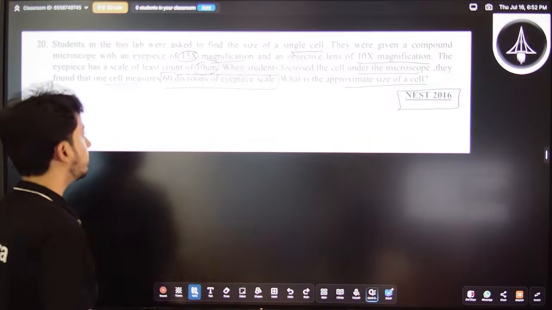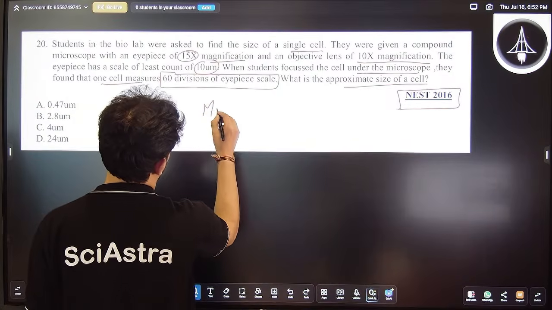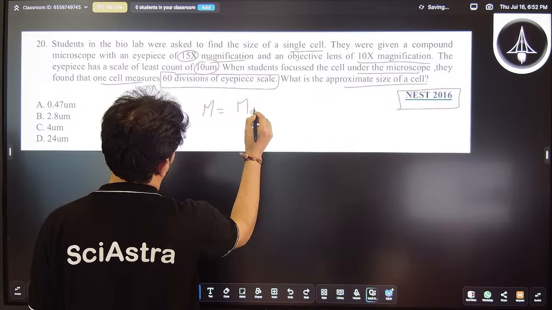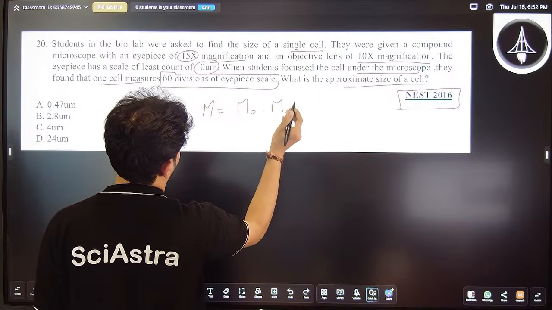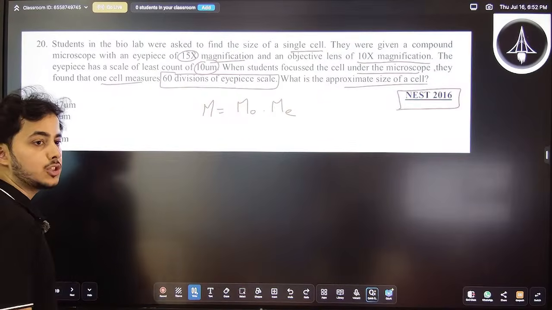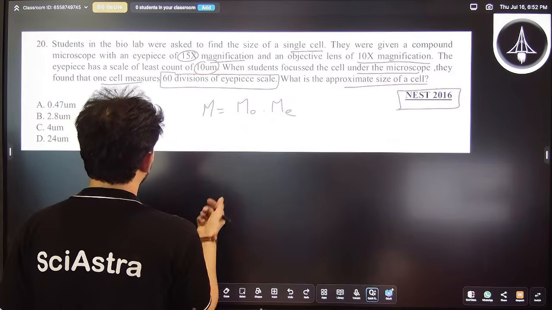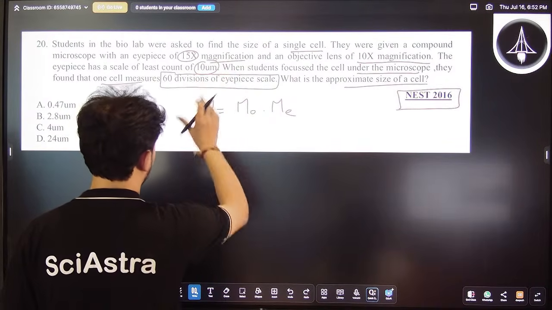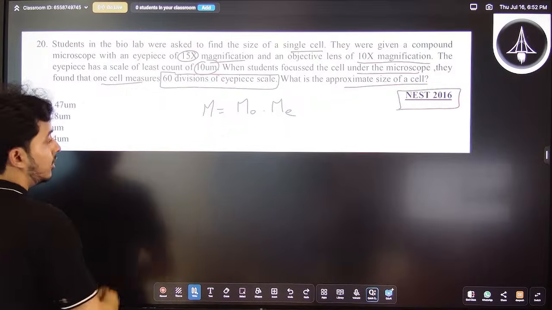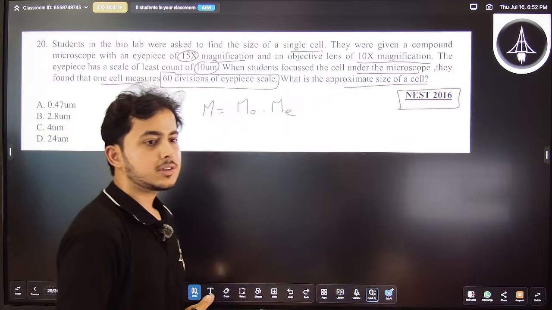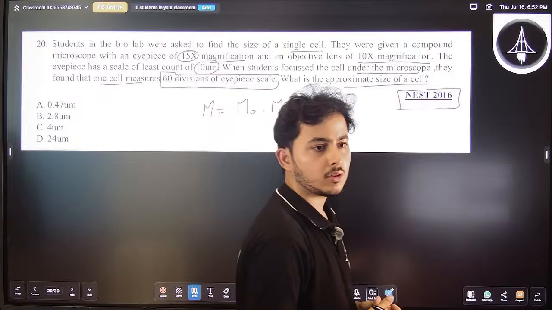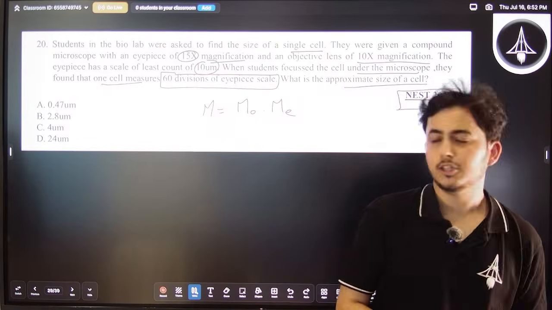This is based on that formula only, that the net magnification is the product of the objective and the eyepiece magnification. But the twist here is that for the eyepiece lens, you are given the least count. So what is least count? Okay, why is the oil used?